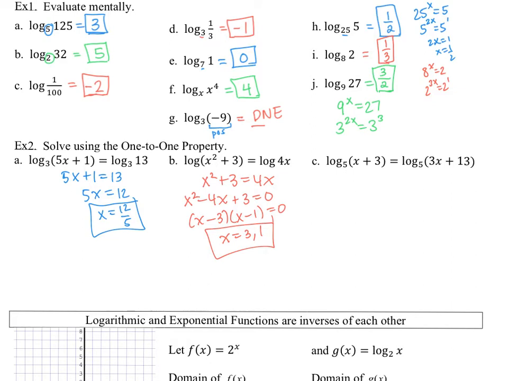Okay, I'm going to do one more with the one-to-one property. Okay, again, log base 5 of x plus 3 equals the log base 5 of 3x plus 13. Because the logs are equal to each other, then their arguments must be equal to each other.